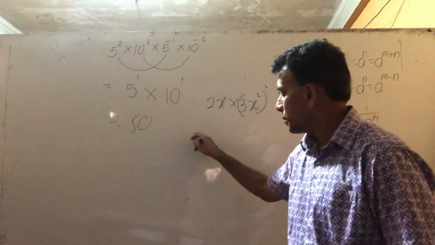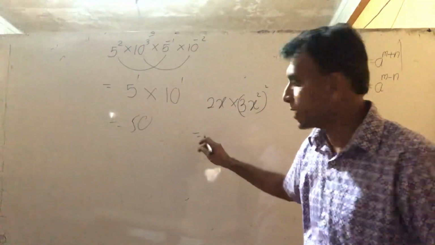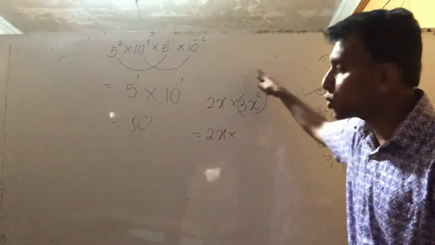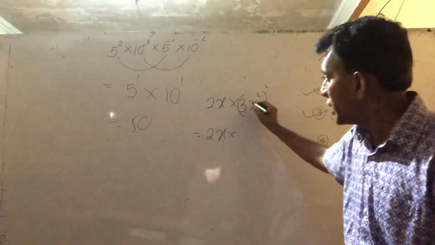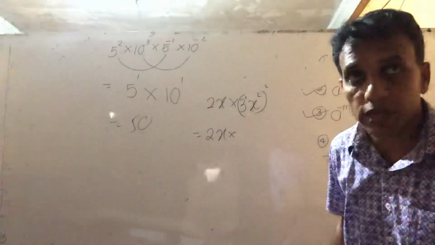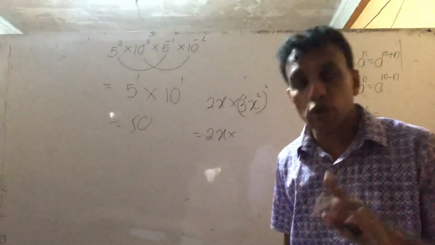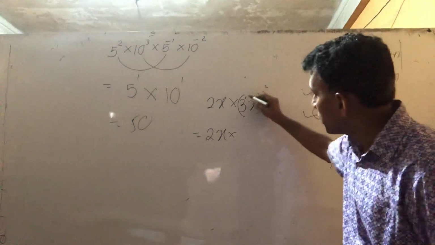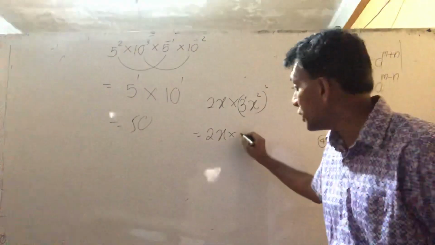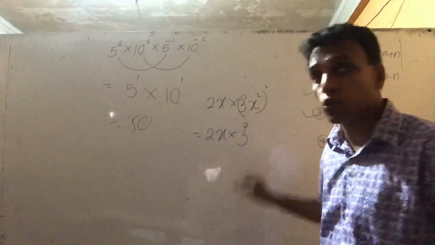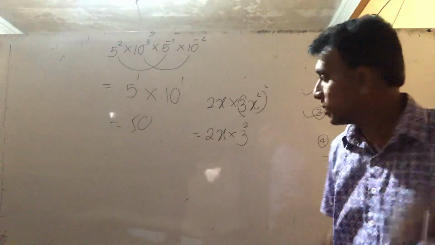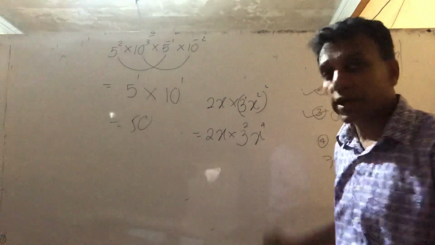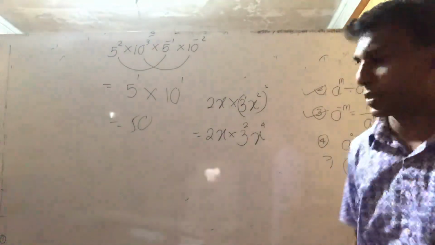Here nothing, keep the same as 2x. Here completely squared. Inside, 3 means power 1. If no power is shown, don't say 0. Power is 1. So use the last rule. Multiply: 1 times 2, 2. 3 to the power 2. Power of a power, not the base power. x to the power what? 2 multiplied by 4, right? Power of a power, multiply the powers.